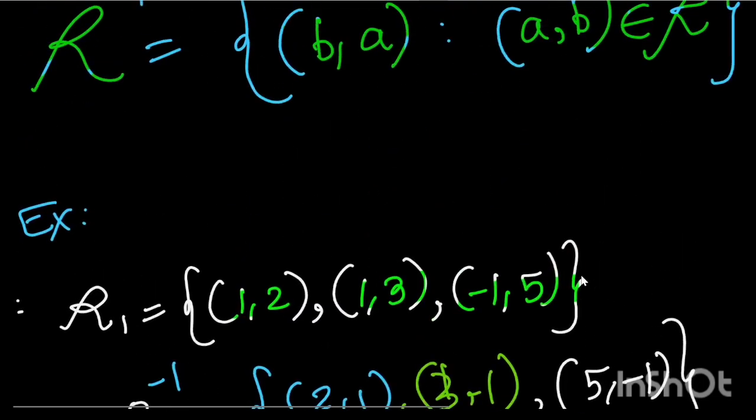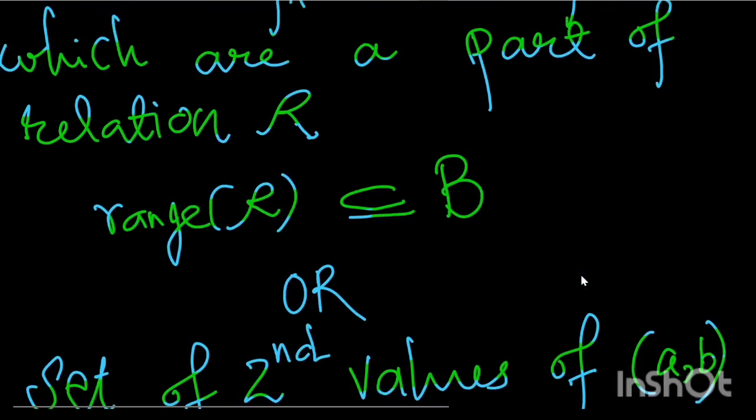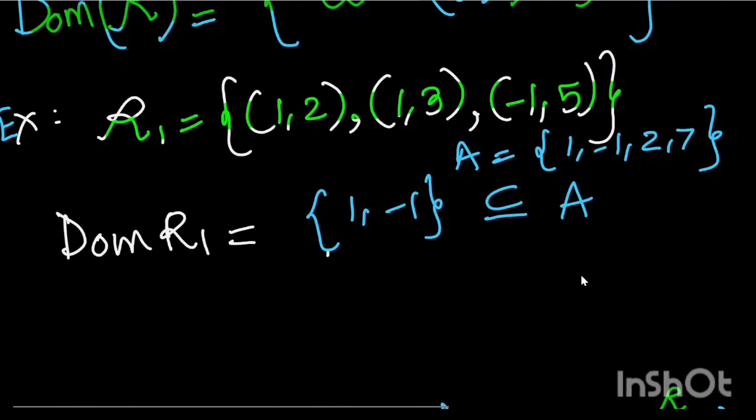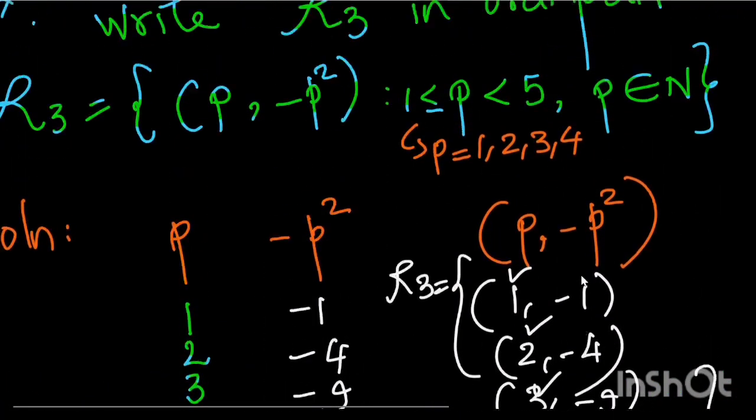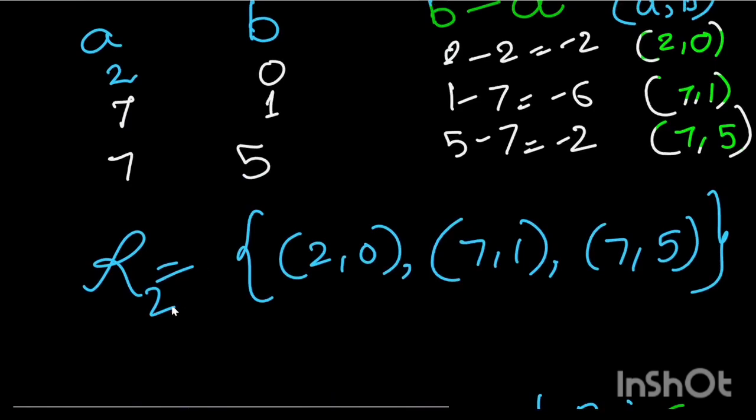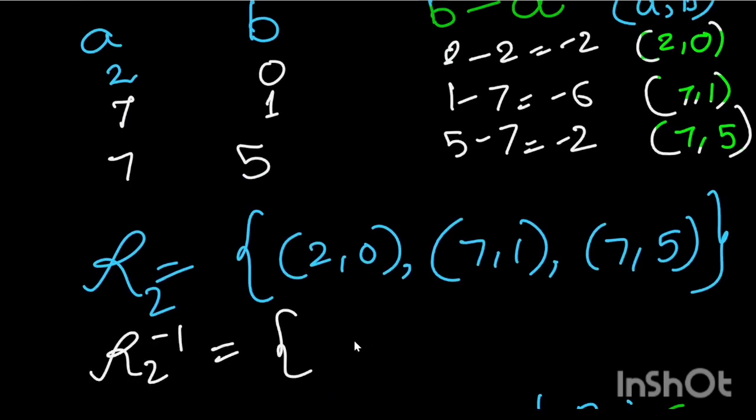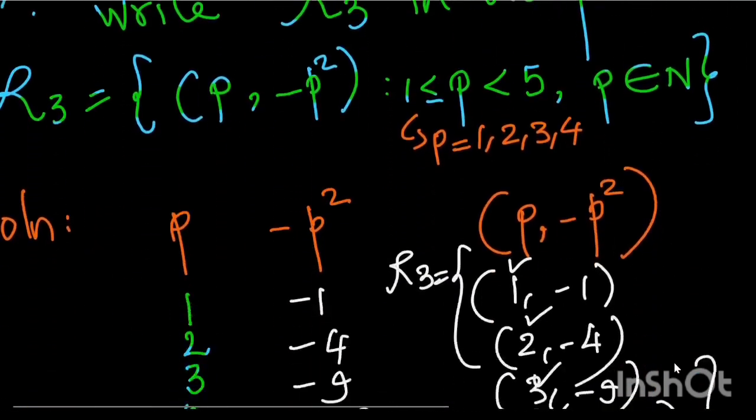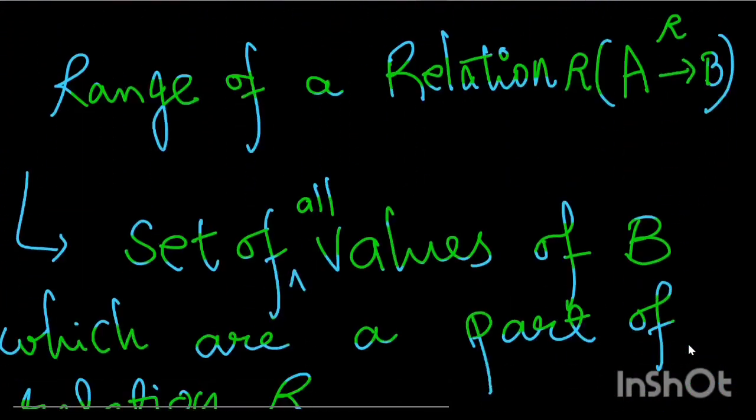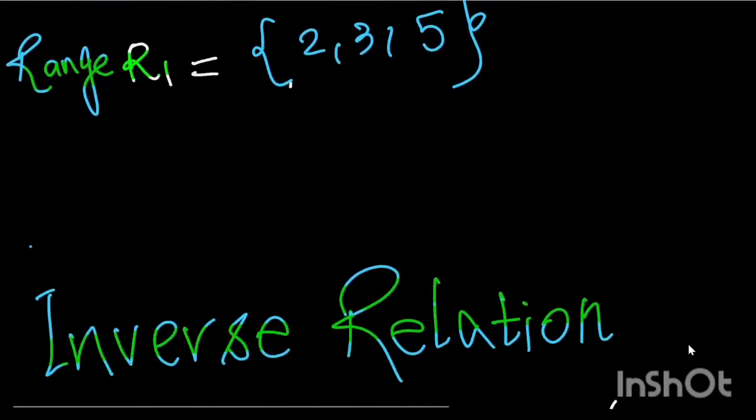So we can define any inverse relation, like here, if this is R2, if I ask you what is R2 inverse, then what will you write? So 2 comma 0 would be written as 0, 2. 7 comma 1 is 1, 7. 7 comma 5 would be written as 5 comma 7. Okay, guys. So this is the inverse relation, R inverse.